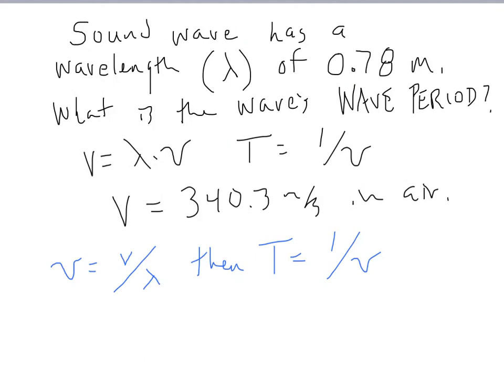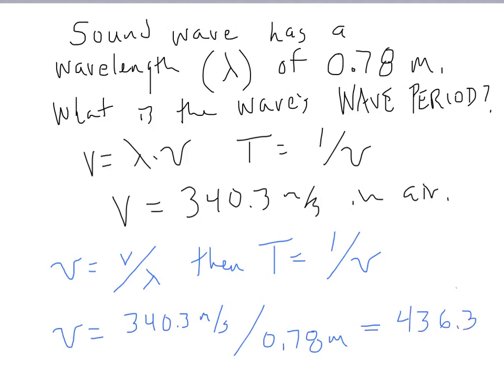So since nu equals V over lambda and T equals 1 over nu, we start out with nu equals 340.3 meters per second divided by 0.78 meters. That's equal to 436.3 hertz.